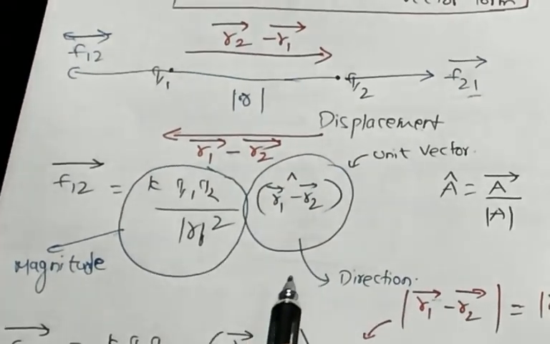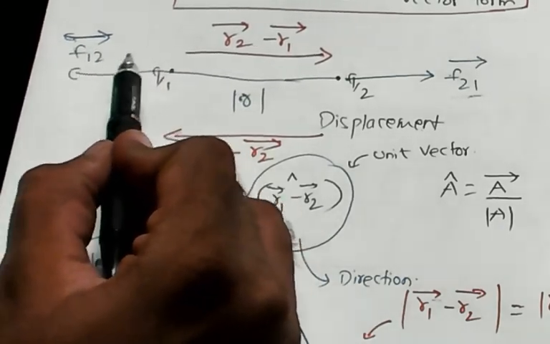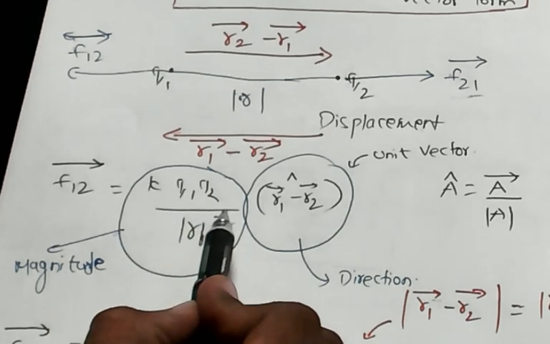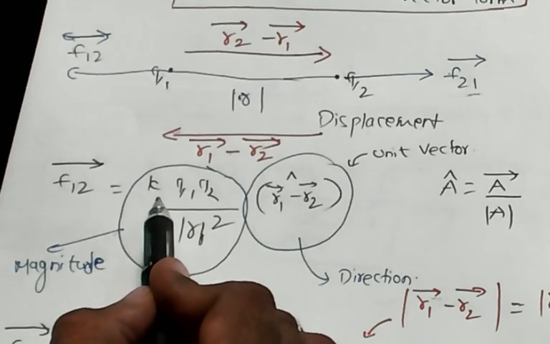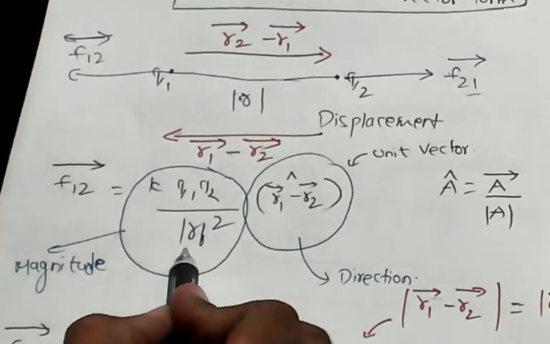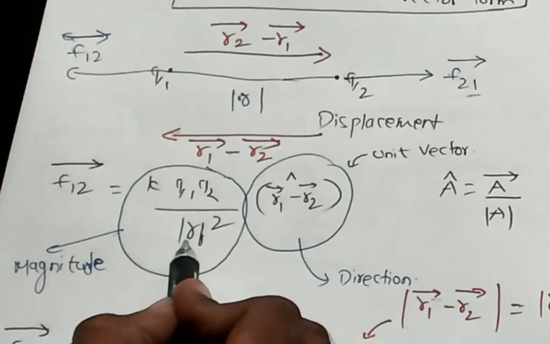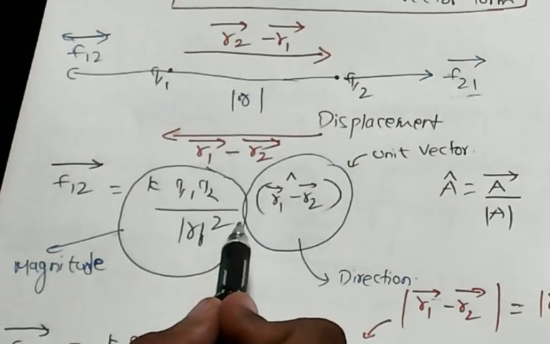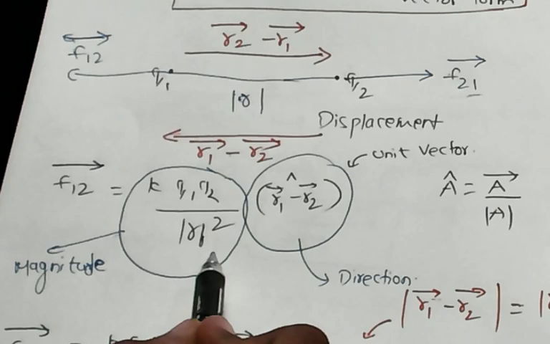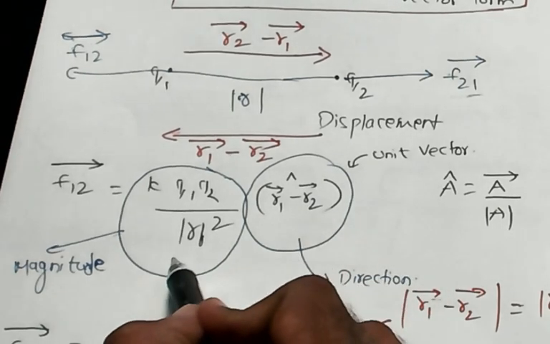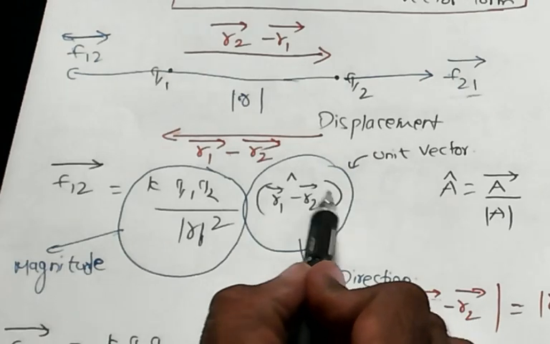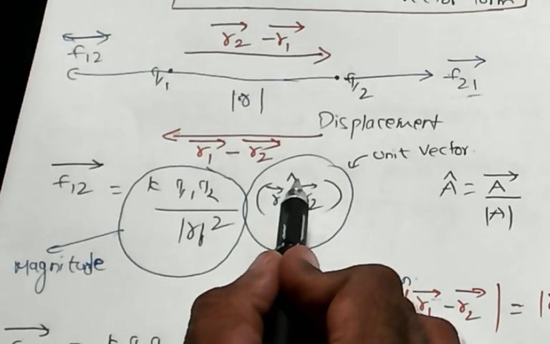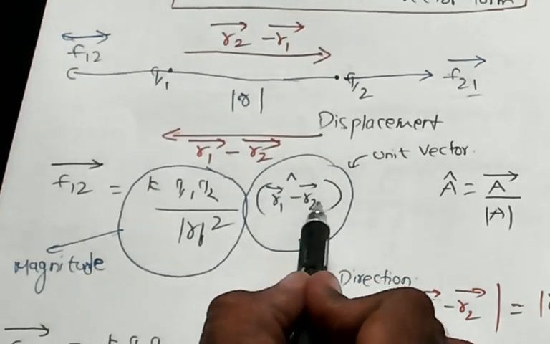Now, let us look at the F12. How will you get F12? F12 is equal to K into Q1 Q2 by R modulus square. That means the magnitude of the distance between Q1 and Q2 is R modulus square. Always a vectorial representation में magnitude होता है और एक direction होता है. So how do you represent the direction? R1 minus R2. The vectorial form R1 minus R2.